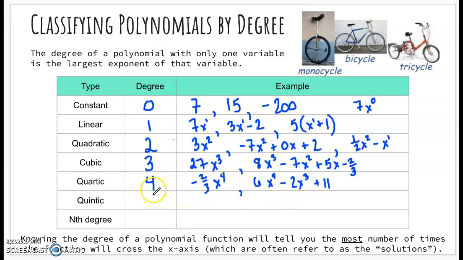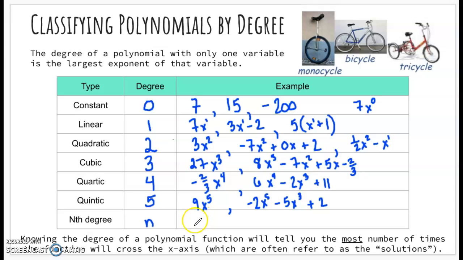A quintic is a 5th degree polynomial. So an example of a quintic would be 9x to the 5th power. Or another example would be negative 2x to the 5th minus 5x cubed plus 2. Okay, an nth degree polynomial has a highest degree of n.